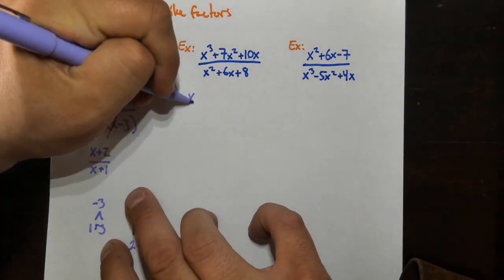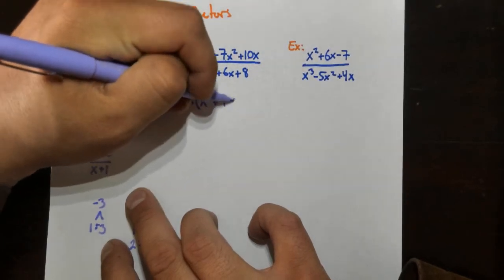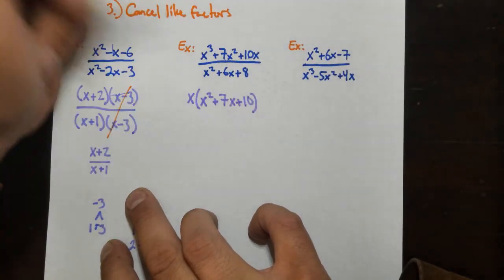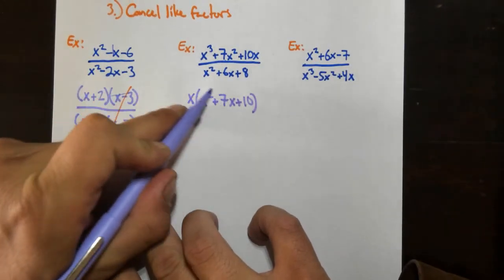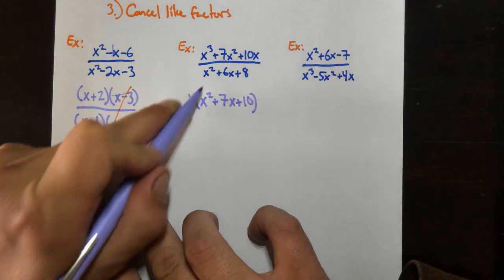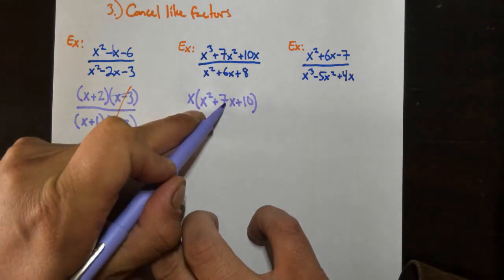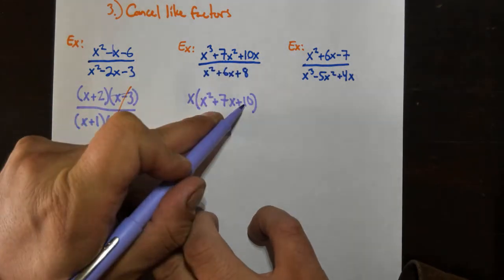So we're going to have x times x squared plus 7x plus 10. What I really did was I divided it all by x. So x cubed divided by x is x squared. 7x squared divided by x is just 7x. 10x divided by x is just 10.